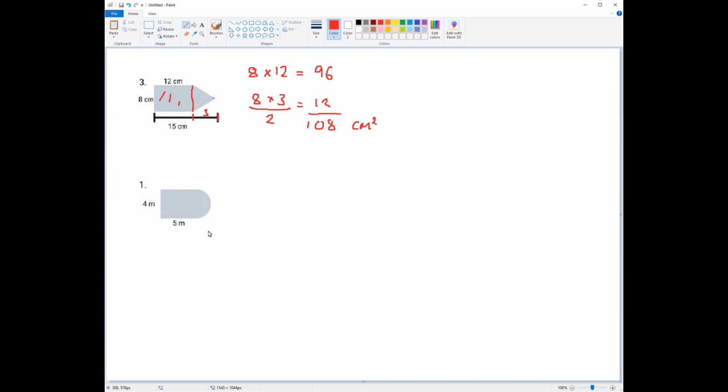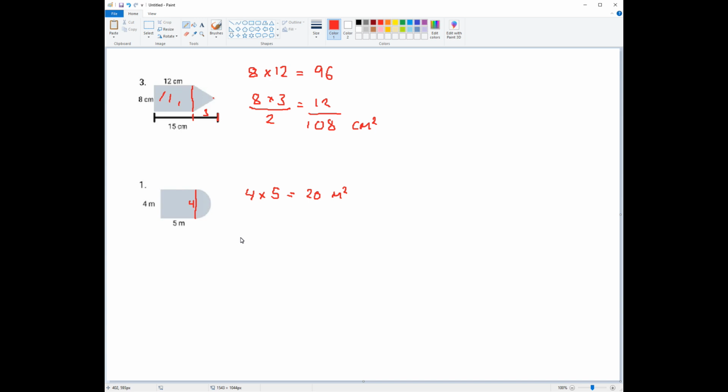Now for the next one, we have what appears to be a box and a half circle. So let's kind of divide those two, give or take there. I'm going to put a 4 here. So again, the box, very easy. 4 times 5 equals 20. And let's put in the meters squared there.